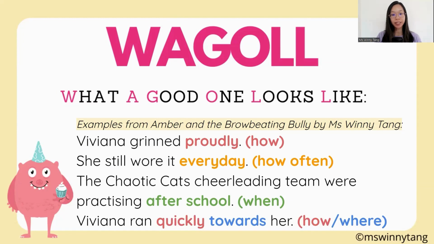Viviana ran quickly towards her. In this sentence, we are using two different kinds of adverbs. For example, quickly is how she ran and towards is where she ran.